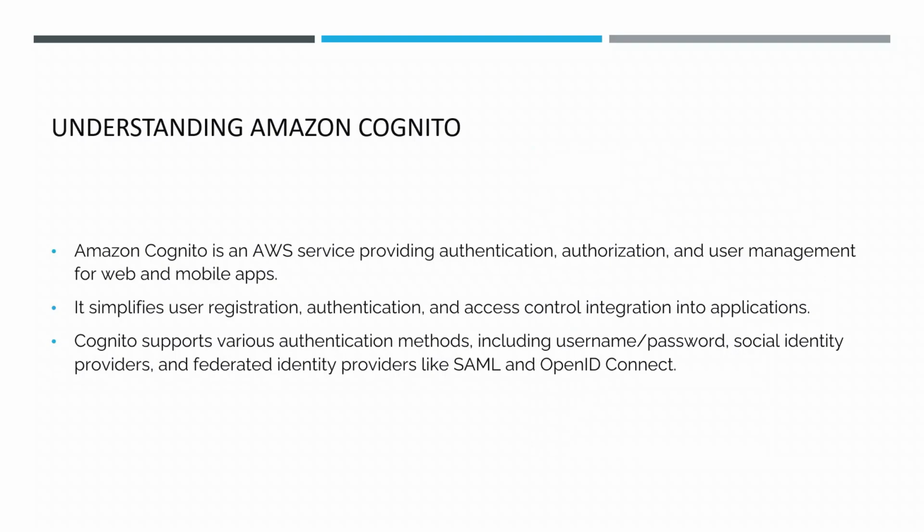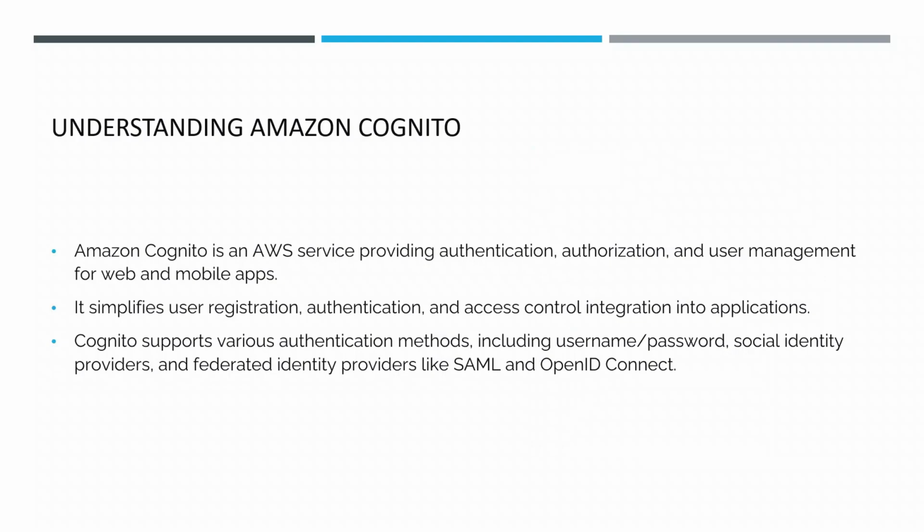First of all, Amazon Cognito is an AWS service providing authentication, authorization, and user management for mobile and web apps. So Amazon Cognito is a service provided by AWS. Using that service, we can apply the process of authentication and authorization, and we can manage our users and clients in our application and mobile apps.